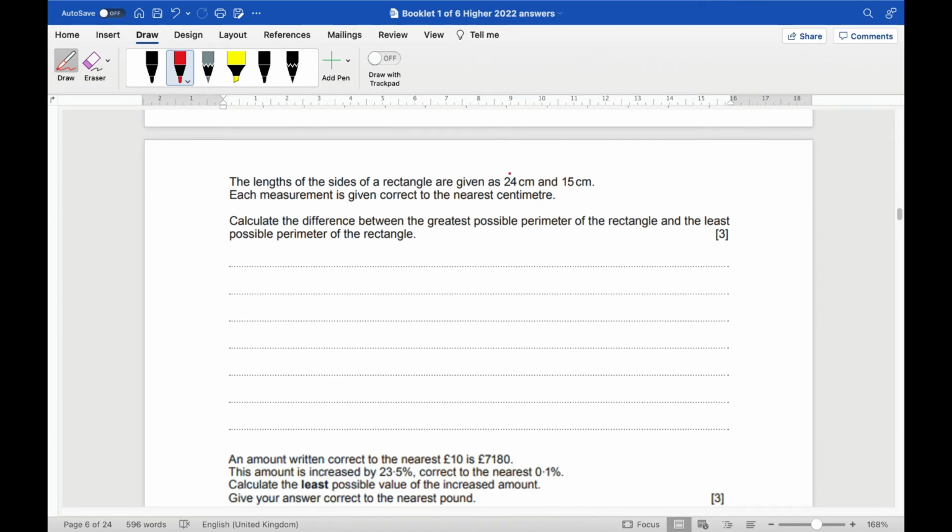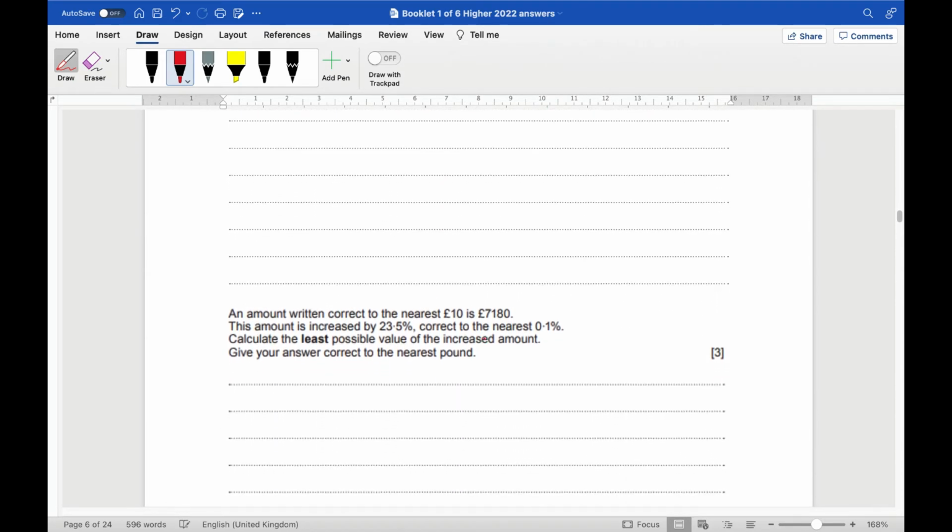Easy enough. Nearest centimetre, so 24.5, 23.5, list them. 15.5, 14.5, list them. Give those upper and lower bounds before you even start. Lots of marks for that. And then the greatest possible perimeter, well, we know perimeter is adding up all the way around the rectangle. And the least possible perimeter, again, adding up all the way around the triangle. So the biggest perimeter will be adding up the upper bounds all the way around, and the least perimeter, adding up the lower bounds all the way around.